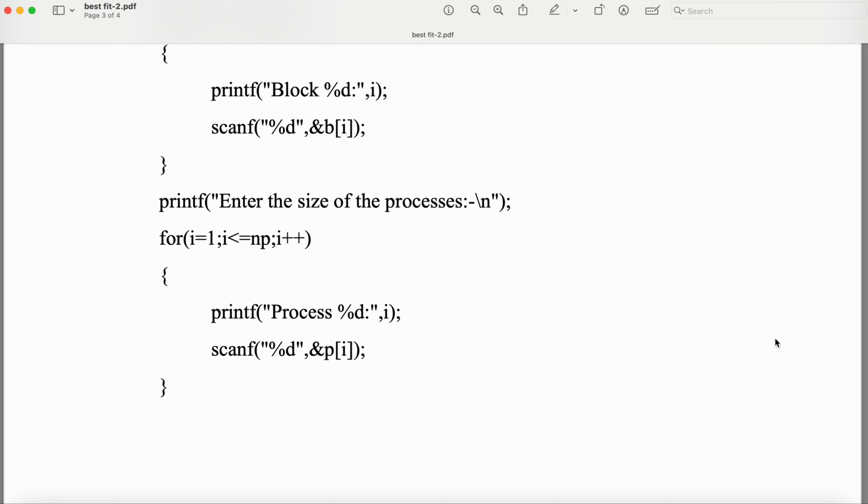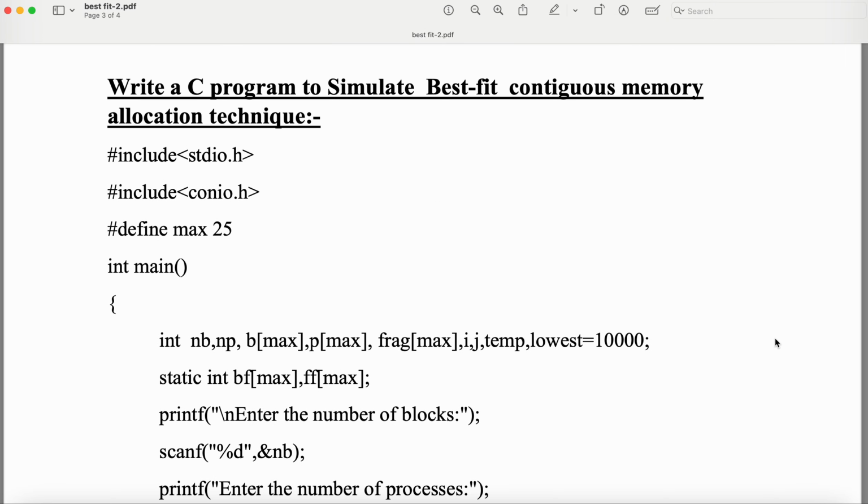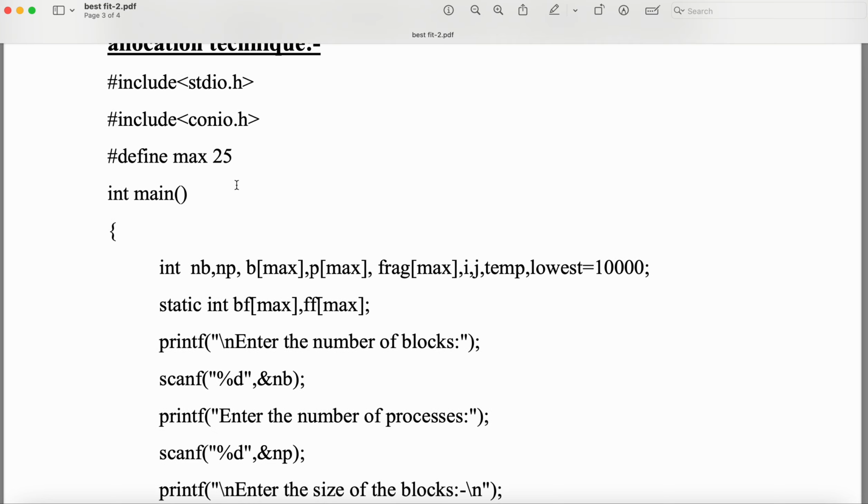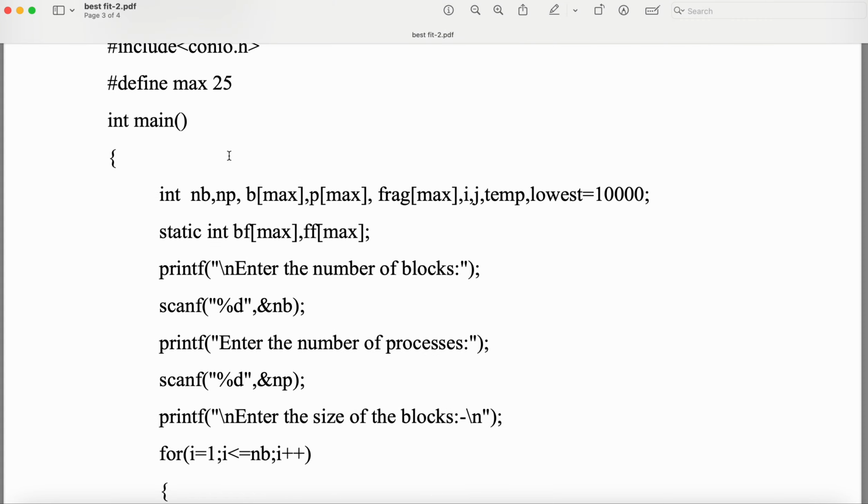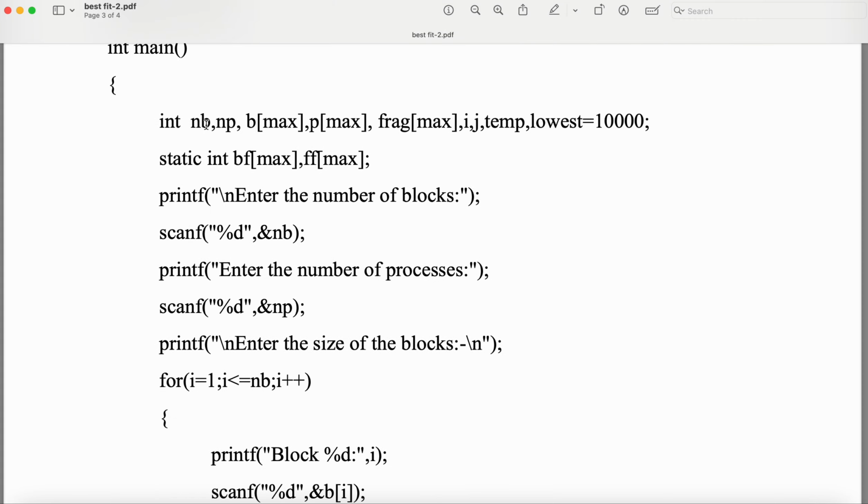Let us see the program first and then we will see the execution. Here we have stdio.h and a symbolic constant max, whose value is 25. So maximum we can enter 25 processes. Next, the variable NB stands for number of blocks. printf enter number of blocks, scanf %d comma ampersand NB. In this example, we have 4 blocks. Next, NP specifies the number of processes. printf enter number of processes, scanf %d comma ampersand NP. Here we have 3 processes.